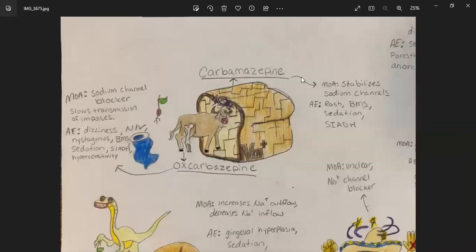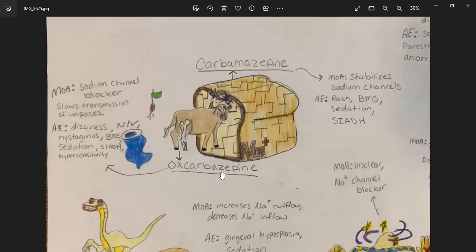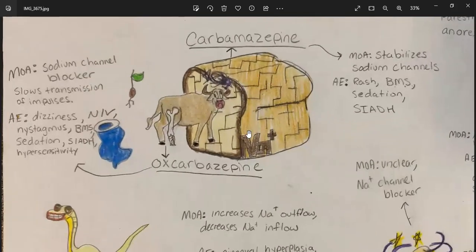Then we had our carbamazepine and oxcarbazepine. So we have a maze made out of carbs, a maze of bread for carbamazepine, and the ox got stuck in the carb maze. So carbamazepine stabilizes sodium channels. That's why there's a sodium here within the channels. And then oxcarbazepine is also a sodium channel blocker. So because the ox is stuck in the carbs, he's now blocking the whole thing.